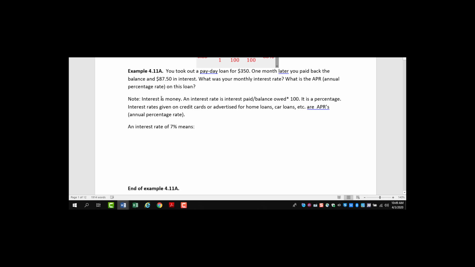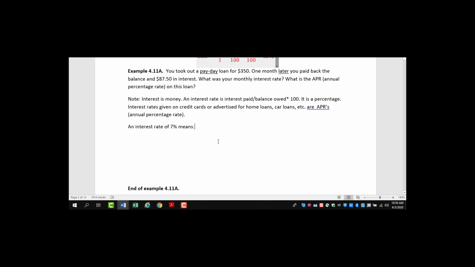So note, interest is money. An interest rate is the interest paid over the balance owed times 100. It's a percentage. Interest rates are given on credit cards, advertised for home loans, etc. APR means the annual percentage rate. Anytime you see a percentage rate at a bank, it means exactly annual percentage rate.